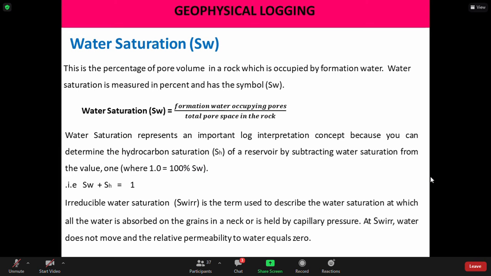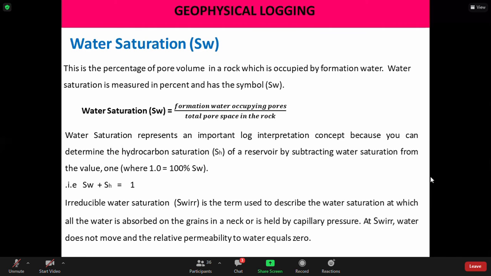That is the percentage of the pore volume in the rock that is occupied by water. There is a relationship between the water saturation and hydrocarbon saturation: water saturation plus hydrocarbon saturation equals 1. So if we are able to estimate the water saturation at that prospect interval, we can determine the hydrocarbon saturation. If this is the volume occupied by water, then we'll know the volume occupied by our hydrocarbon. We just subtract our water saturation from 1 to get the hydrocarbon saturation.